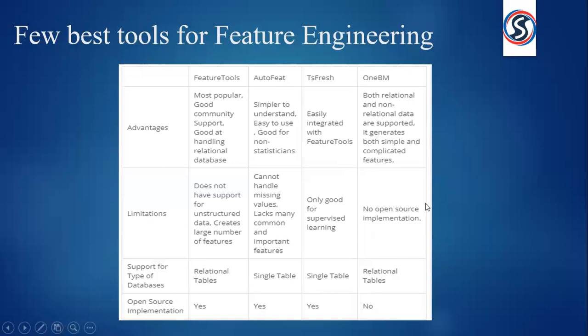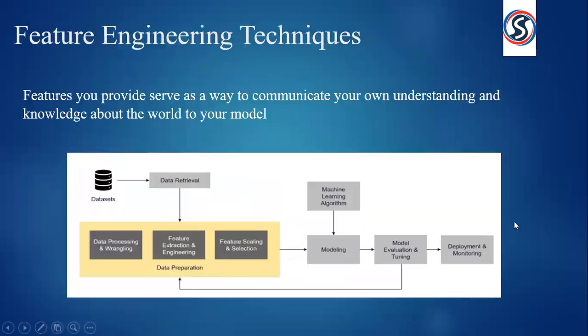But the one main limitation with it is that it is not open source. That was one drawback, one limitation, which is there when it comes to the IBM tool for feature engineering. So these are the tools which we had discussed yesterday, right? Now we are just coming back to the feature engineering techniques.